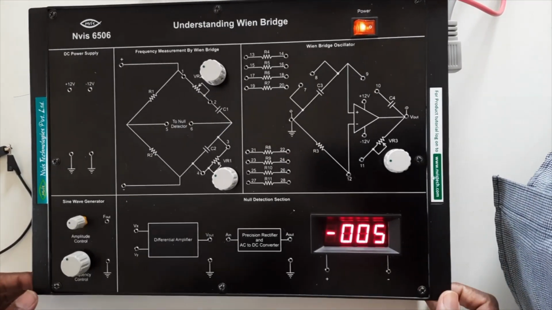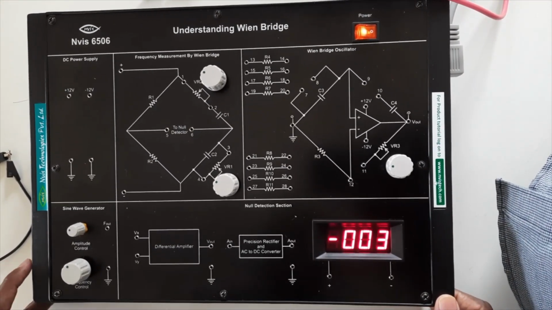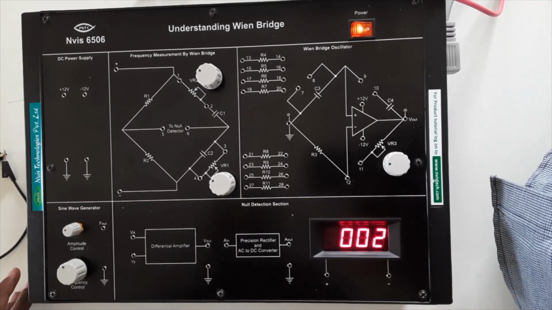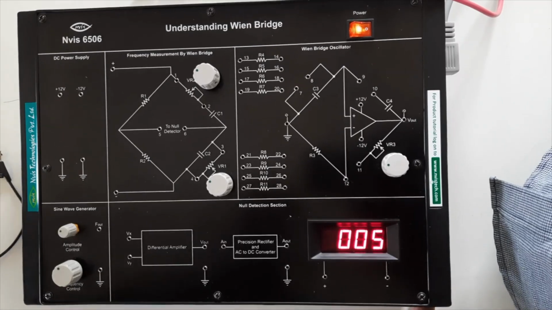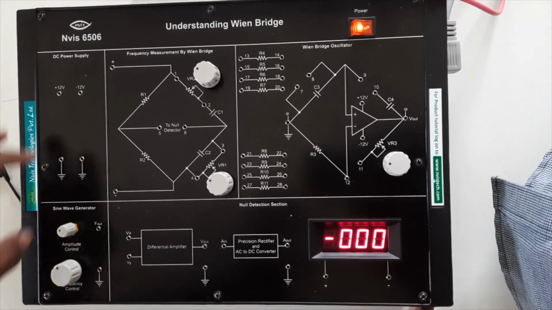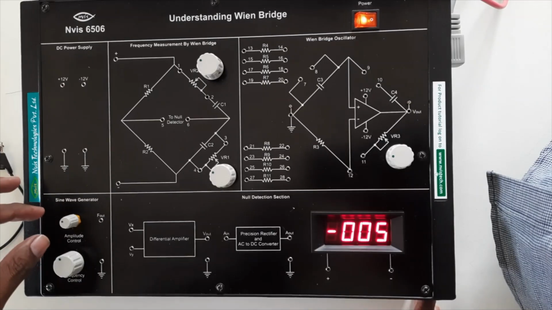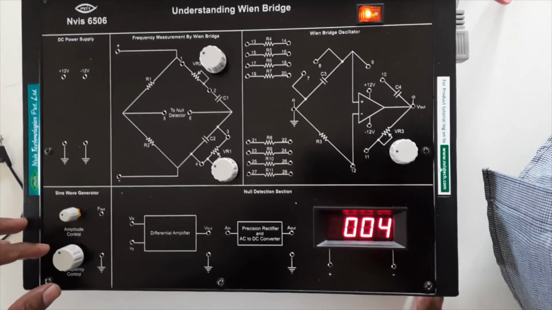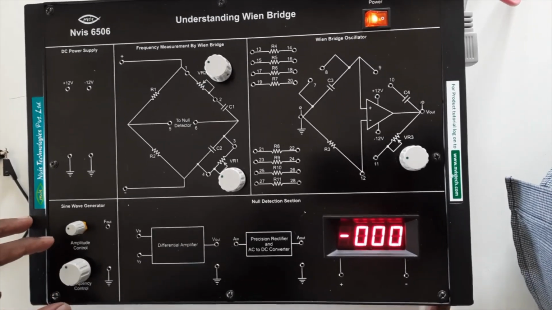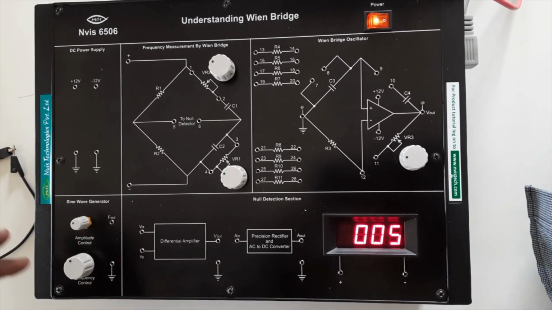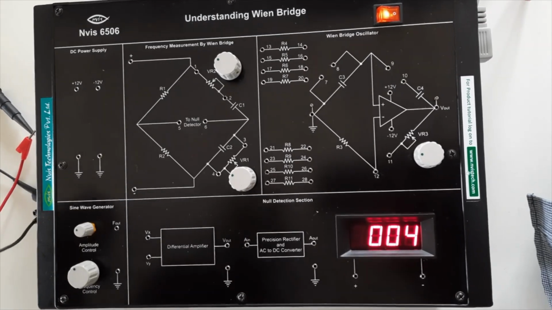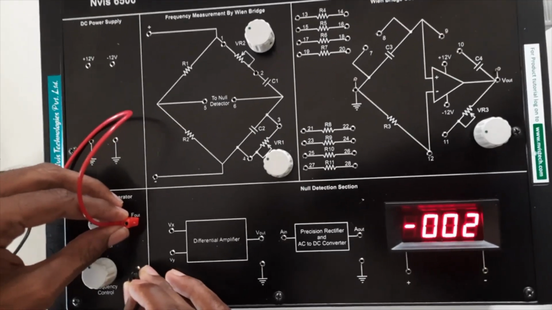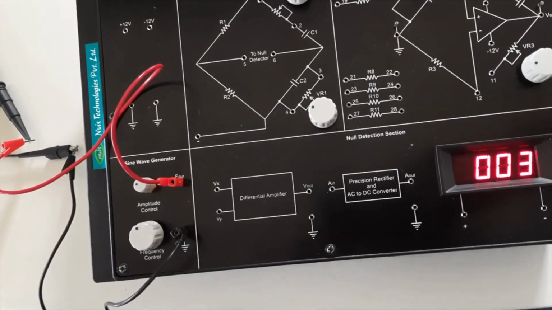Now the kit will be switched on, so the 7 segment display will show some garbage value. Now we are going to apply the input from this sine wave generator to the bridge. For that, first of all you need to set 1 volt peak to peak amplitude and some frequency, for example 1 kilohertz. Before giving connections, I am going to connect the CRO to this sine wave generator output for checking 1 volt peak to peak and 1 kilohertz frequency.